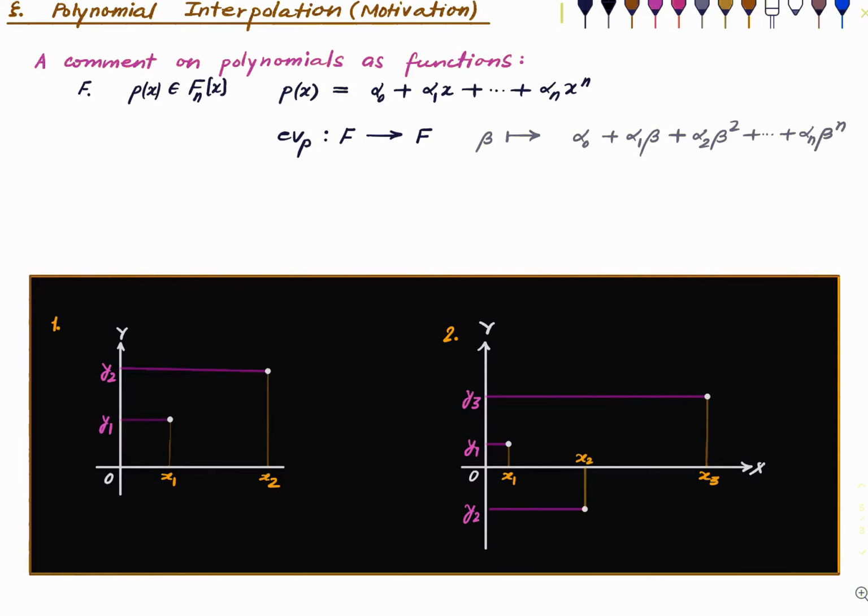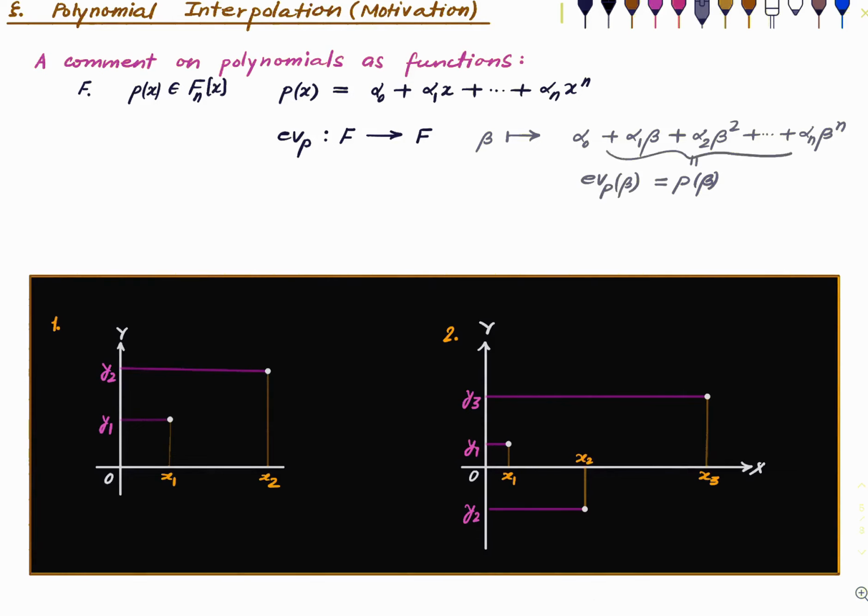At the same time, let me mention this notation. This thing on the right hand side is written as p(beta). So the evaluation of p at beta is written as just p of beta. Familiar from high school.